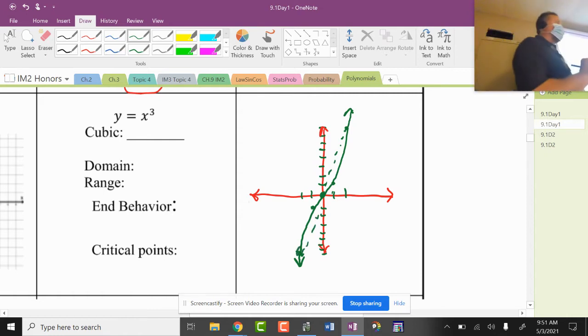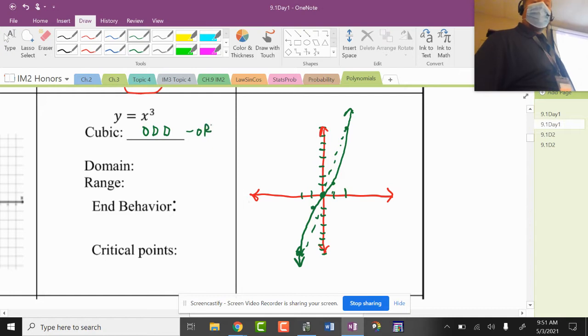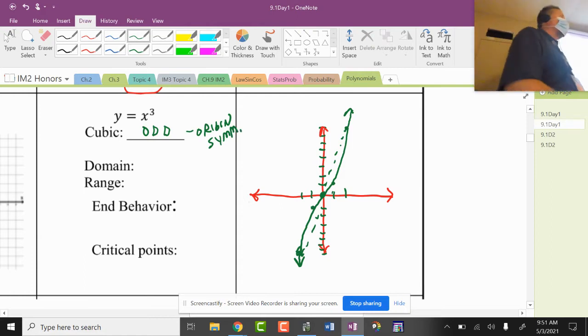What kind of symmetry is that? Odd. Okay, so this is origin. We really should have said origin, but that means odd. Origin symmetry means it's an odd function. And then lo and behold, it's x to the third, which is an odd power. But be careful. There's more than just polynomials with odd degree being an odd function. There's other odd functions that are not polynomials.